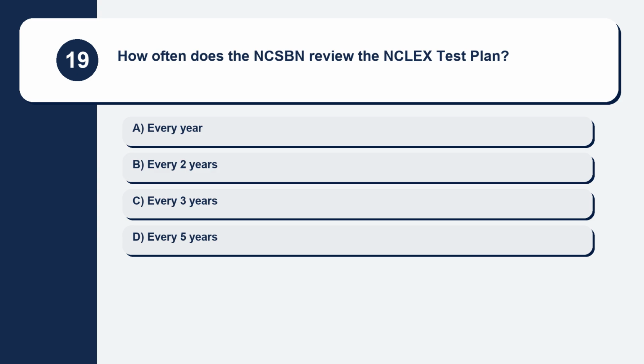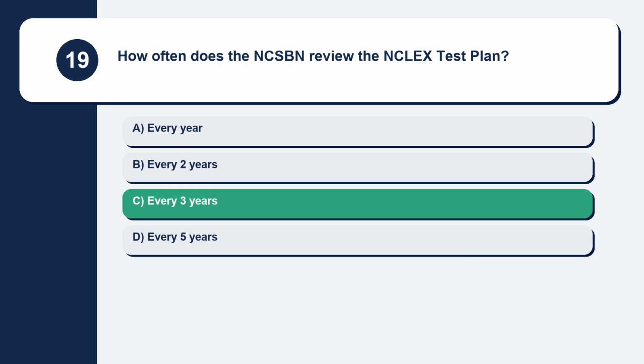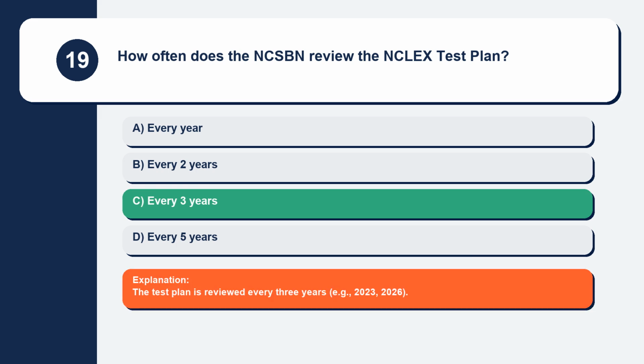Question 19. How often does the NCSBN review the NCLEX test plan? Every year, every 2 years, every 3 years, every 5 years. The test plan is reviewed every 3 years, for example 2023, 2026.